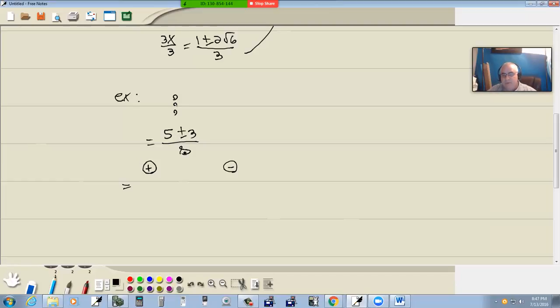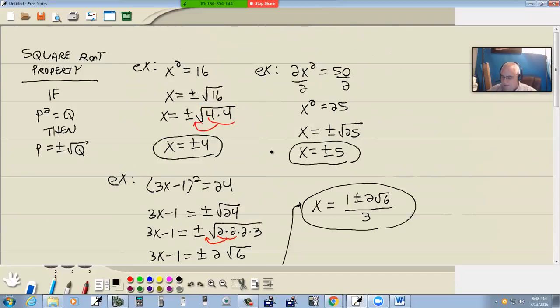Now in this case, what that plus or minus means is we're going to have 5 plus 3 over 8, and we'll have 5 minus 3 over 8. 5 plus 3 is 8, so we've got 8 over 8, which is 1. Now in this one, 5 minus 3 is 2, so we've got 2 over 8, which gives us 1/4. Now that was the square root property. Let's take a look at completing the square.